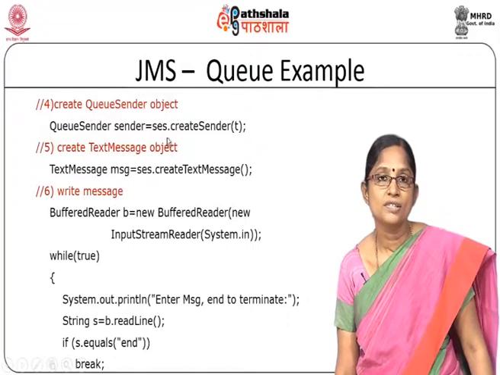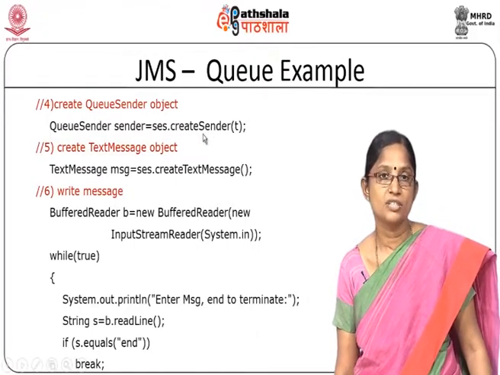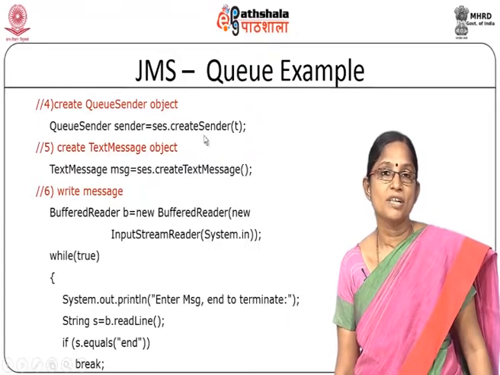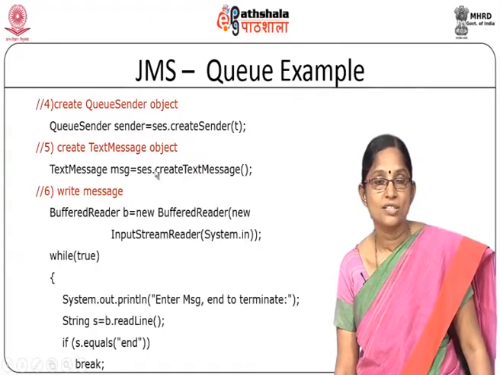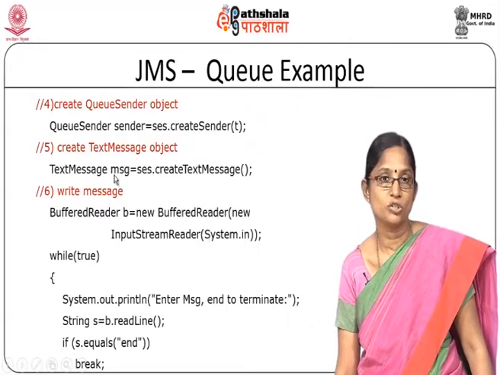Now, using the session object, we are going to create a sender. Sender, we call it the message producer. Okay. So, the message producer has been created using the session object, and the handle has been passed on to the object called sender, where sender belongs to the data type QueueSender. Now, again over the session, we create a text message. This has been passed on to the message object.